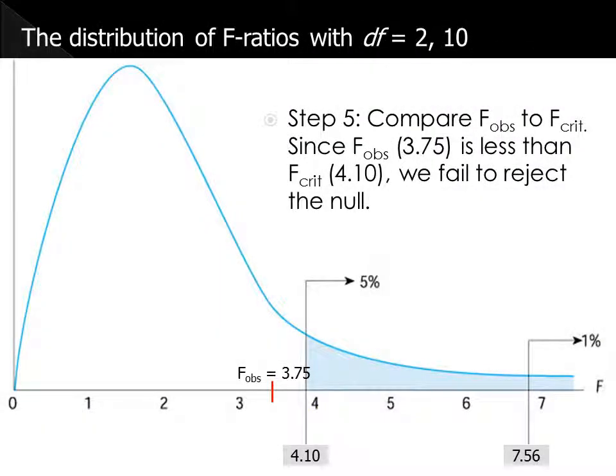Finally, we will compare the F observed score with the F critical score. F observed score is less than F critical score. Do we reject or fail to reject the null? What is the conclusion of this example?